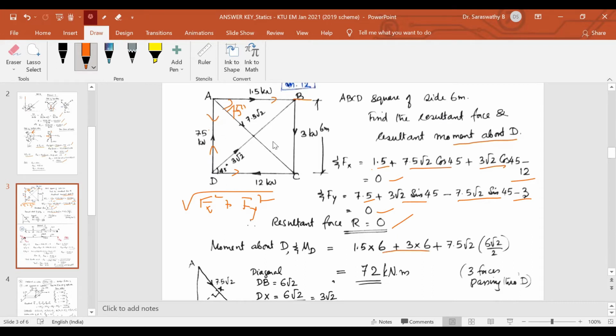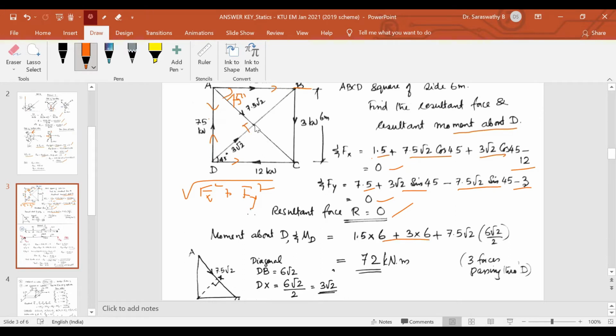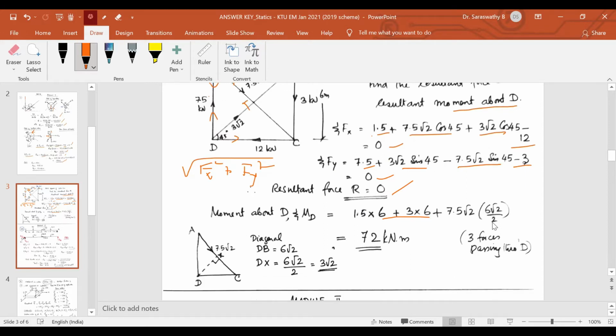Now the 7.5 root 2. The 7.5 root 2, this is the line of action. This is the perpendicular distance. There is half of this diagonal. If 6 is the side, 6 root 2 is the diagonal, isn't it? So this will be half of 6 root 2. So 6 root 2 by 2. So that will give you the total moment. It's a very simple example carrying 14 marks.